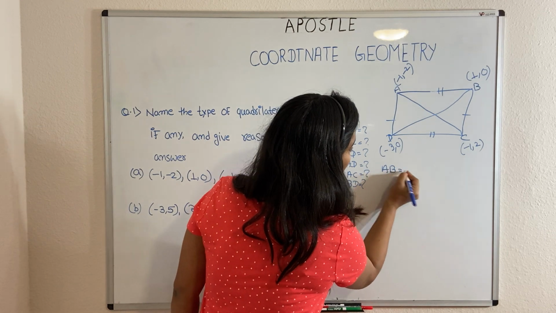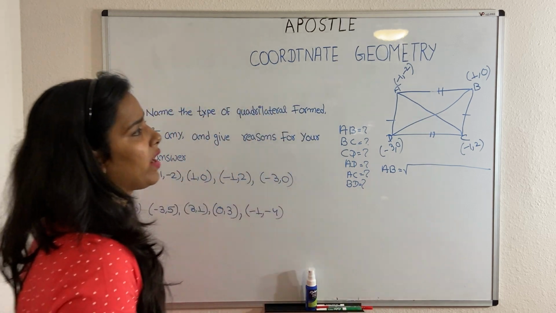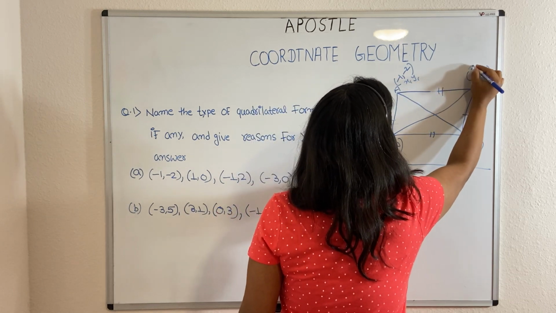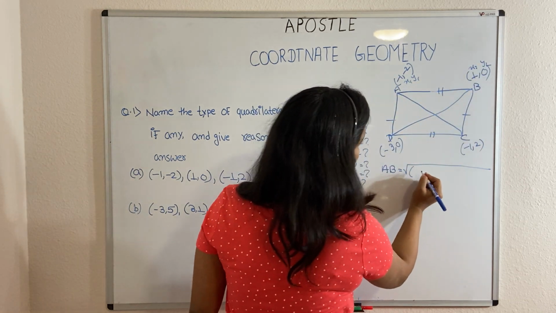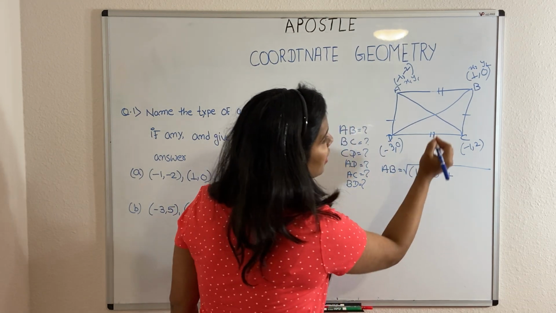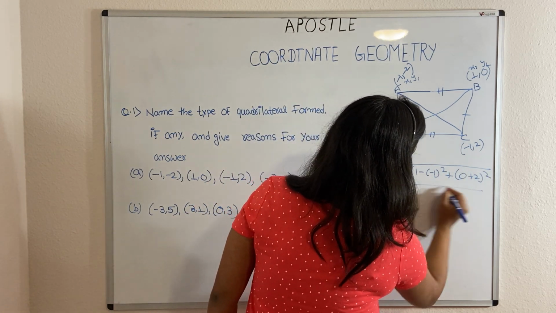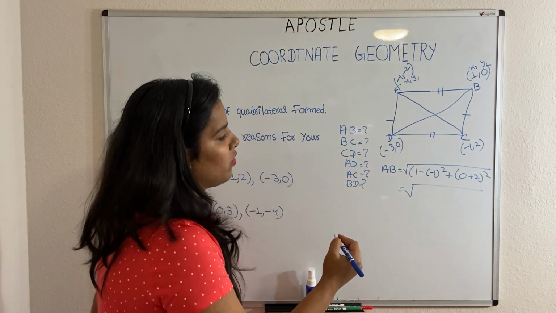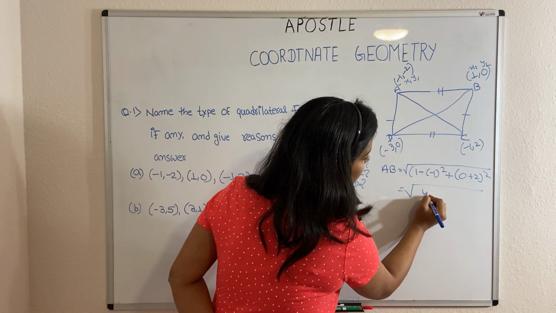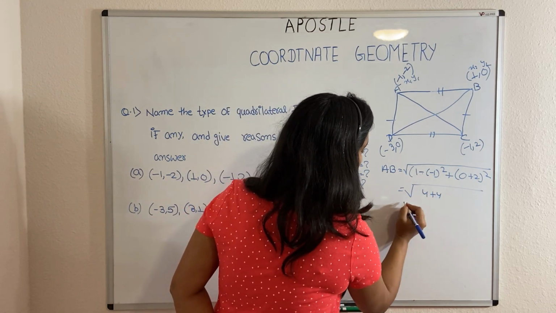So what is AB? The distance formula is the square root of (x2 minus x1) whole square plus (y2 minus y1) whole square. Here these are x1, y1, and this is our x2 and y2. So x2 minus x1: 1 minus of minus 1 whole square plus 0 minus of minus 2 whole square. Clear? So 1 minus of minus 1 is not 0, it is minus minus plus, so it is 2 whole square, that is 4, and here 0 plus 2 is 2. So 2 whole square is again 4. So 4 plus 4 is 8.